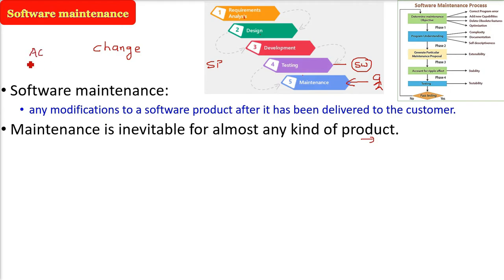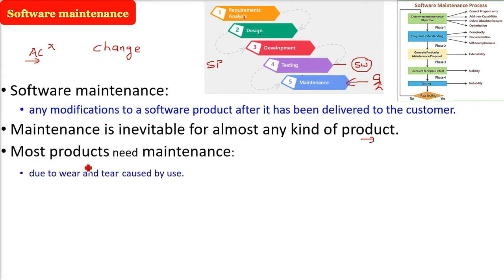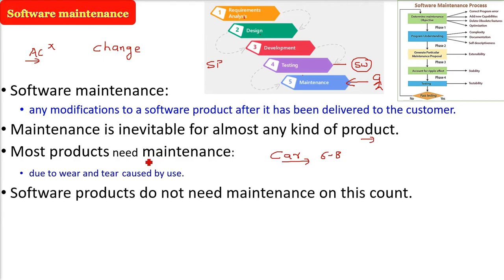If you have an air conditioner and you don't go for servicing, the filter will get dust and it will be useless after some time. So maintenance is everywhere. Most products need maintenance because they have wear and tear, like a car. Now in the car, say every 6 to 8 months you have to get it serviced. There will be some wear and tear in the machinery, basically the tires mainly. And this wear and tear is mainly in hardware products.